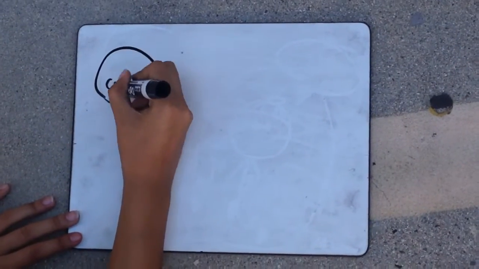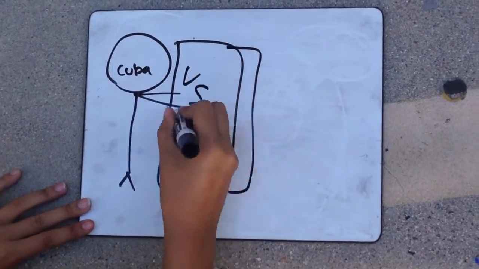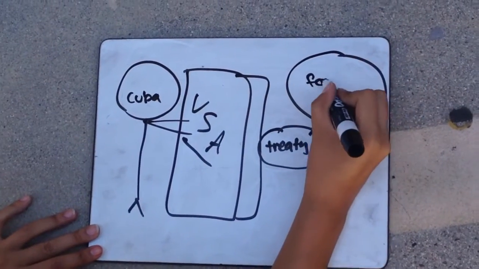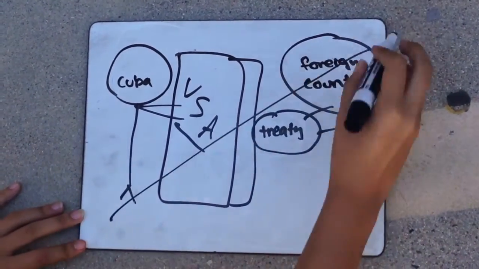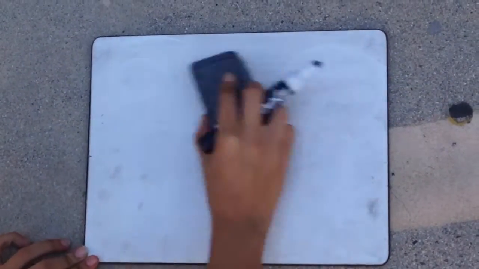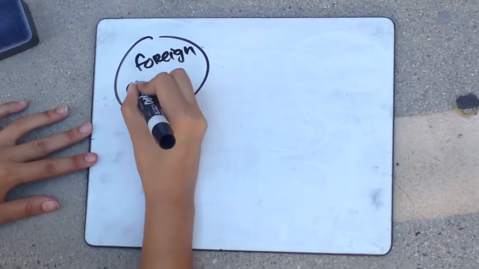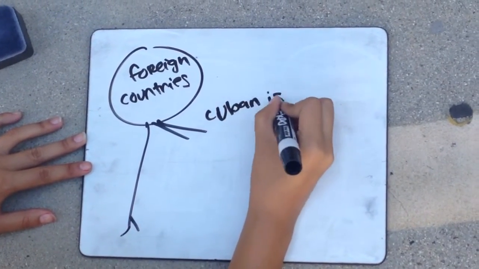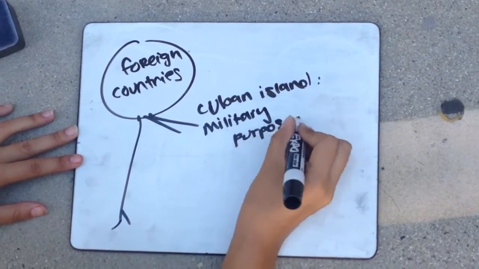So, one of the conditions that the Cuban government had to agree to before the U.S. could withdraw our forces is that they are not allowed to sign treaties with foreign countries. So there's the U.S. blocking it. Another condition was that foreign countries are not allowed to occupy Cuba for military purposes at all.